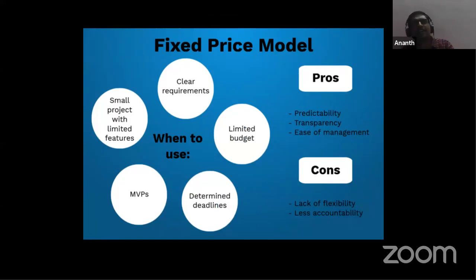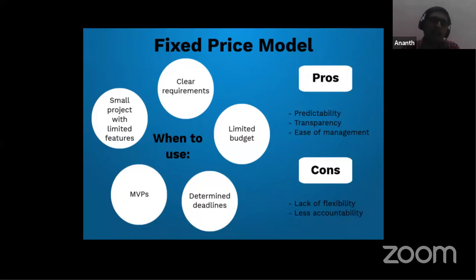So let us understand more about the fixed price model. In the fixed price model, you have limited features. You say only that part I need, not more than that. You have clear requirements, in the sense that you say construct this wall here, this is the amount and this is the time. You have limited budgets and determined deadlines. You need the compound wall by October 1st. That's it. You have no scope for extending that.